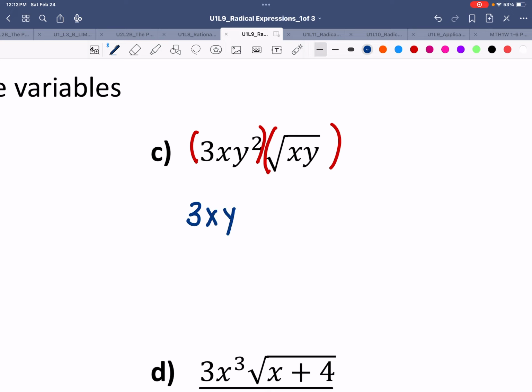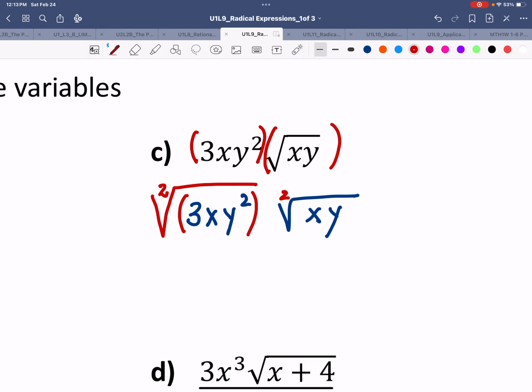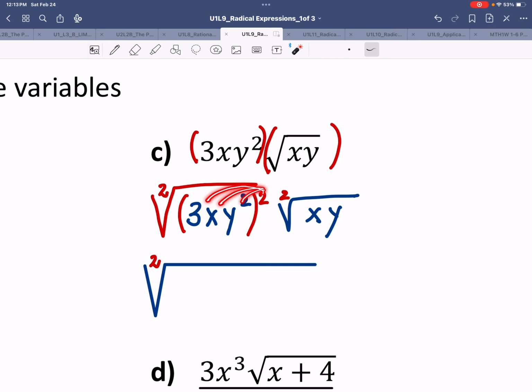So 3xy squared, and then we have the square root of xy. Since the index is 2, it means that we want to bring this term inside a radical with index 2. And in order to make sure that the value of the term won't change, we're going to bring this to the power of 2 as well. So now we can combine the two radical terms, and we have an index of 2 here. We can bring them together, but remember that the power of 2 will apply to every term.